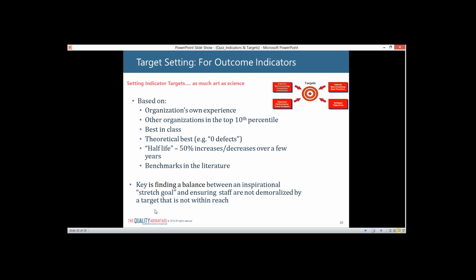Our real stretch goals are generally set over a few years related to a priority aim. And then as we develop an annual quality improvement plan, we still set aspirational targets, but they're likely not as much of a stretch as your 3-year goal.